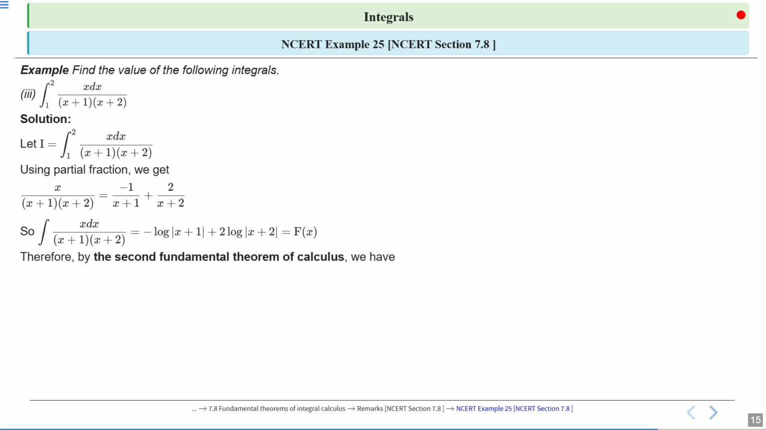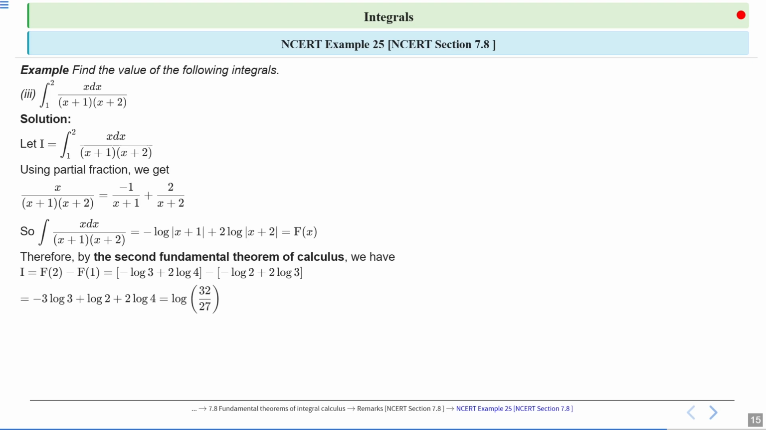In the second step, we apply the second fundamental theorem of calculus, and it says the value of a definite integral is equal to the value of the antiderivative at its upper limit minus the value of the antiderivative at its lower limit. So we have to calculate capital F2 minus capital F1. So just substitute x equal to 2, and minus, then x equal to 1 in capital Fx. So we get minus log 3 plus 2 log 4 minus into minus log 2 plus 2 log 3.